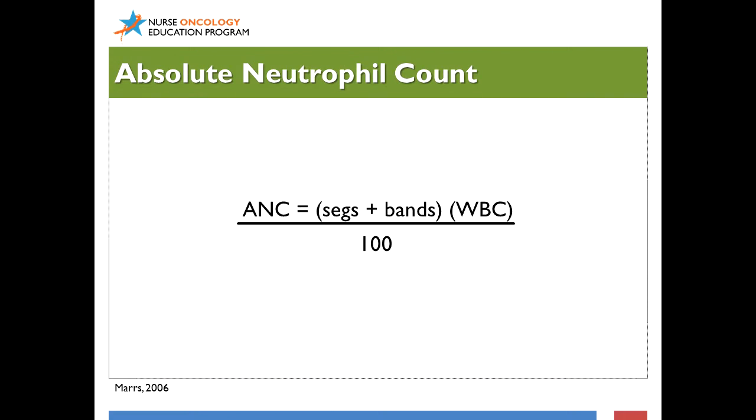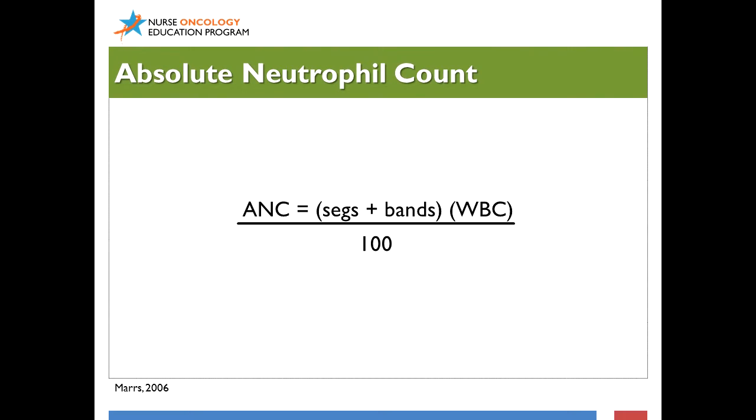One of the components in reviewing a CBC of a patient is looking at the white blood count and most specifically looking at the absolute neutrophil count. The ANC is a measure of the number of neutrophil granulocytes. The neutrophils are a type of white blood cell that fight against infection.